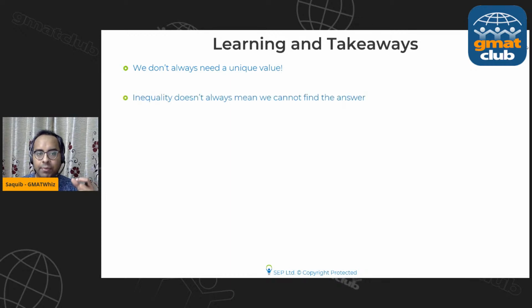These are some of the takeaways I've already talked about, that we don't always need a unique value. And also, the good thing is that nobody marked E as the answer, which is a good thing, because a lot of people think, hey, it's a quadratic inequality, it's a five root inequality, so there's a good chance multiple answers will come. So let me just discard it. I've seen people do that, especially when I'm doing tutoring classes. I notice one of my students just doing it. So you need to ensure that you don't do such things.